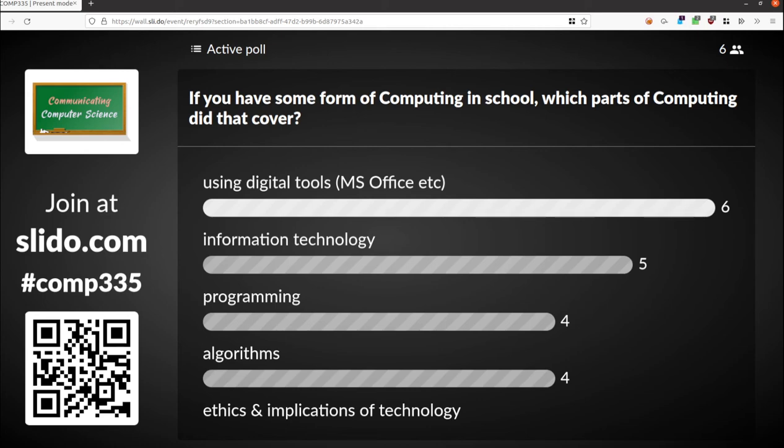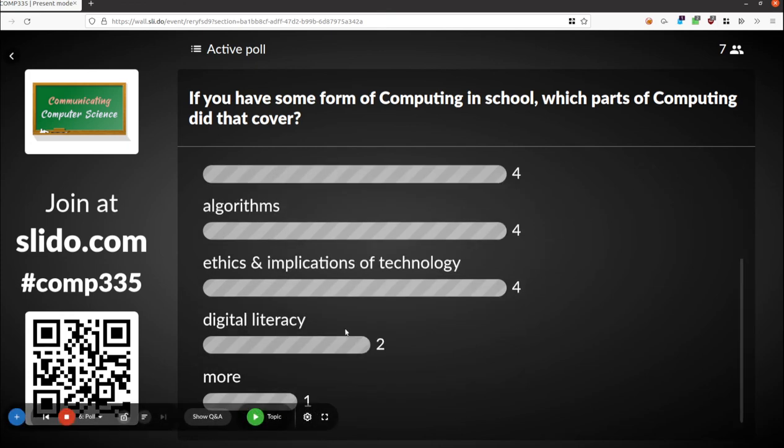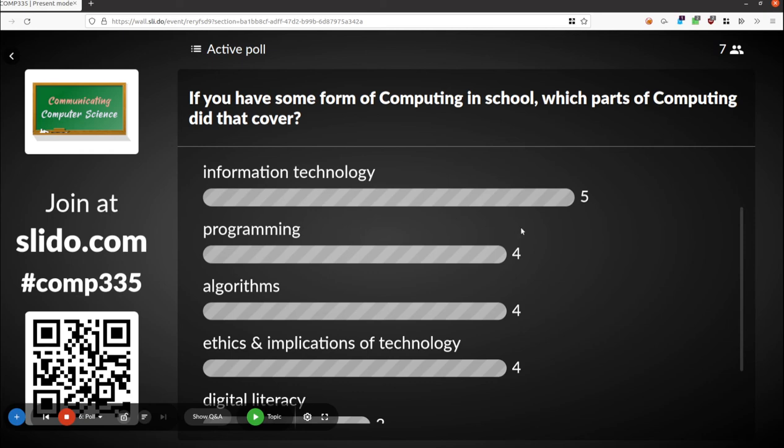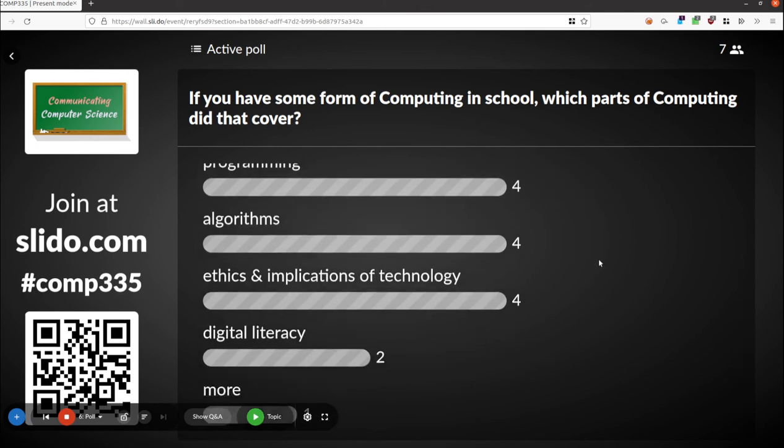And of course, I'd be interested to hear what the "more" is. Slido doesn't have a text field where you can put this, but maybe you can just tell me. So it's good that you learned about this. Digital tools are useful. And information technology, in the sense it was defined on the slide, is also useful. But only some of you did programming in school, right? Did the others have some computing subjects? Okay. So those that did programming also did algorithms, I guess.